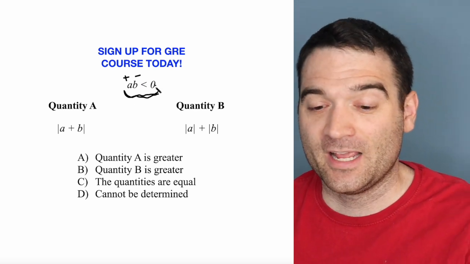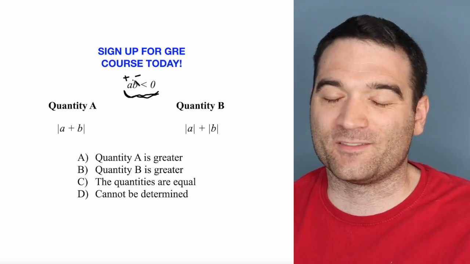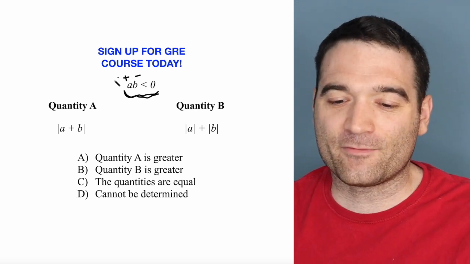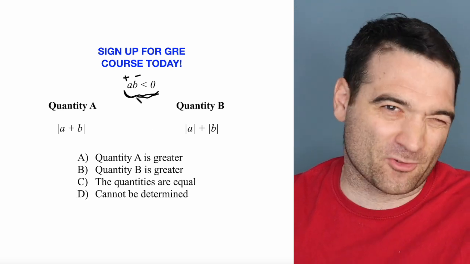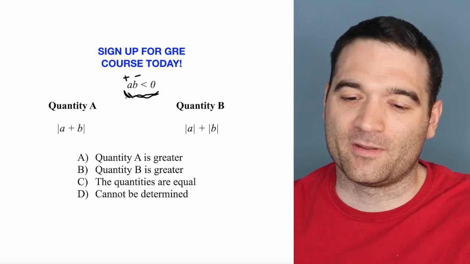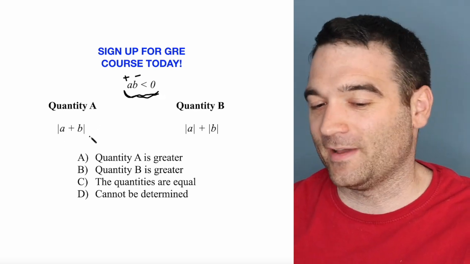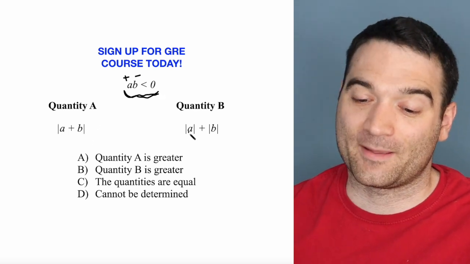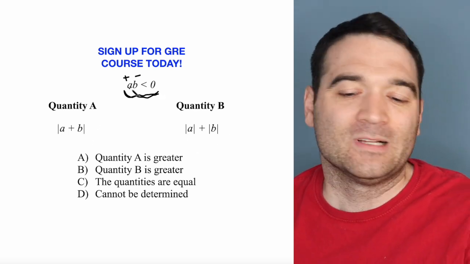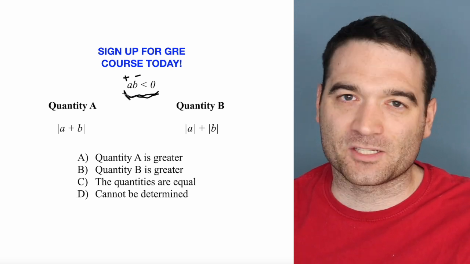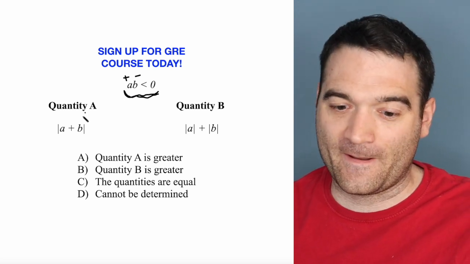That's for starters. Now, it doesn't matter which one we call positive and which one we call negative because everything in this problem is symmetrical. What do I mean by that? I mean, you could flip it around. This might as well say b times a is less than 0 and absolute value of b plus a and absolute value of b plus absolute value of a. So I'm just going to call a the positive number and b the negative number, right?